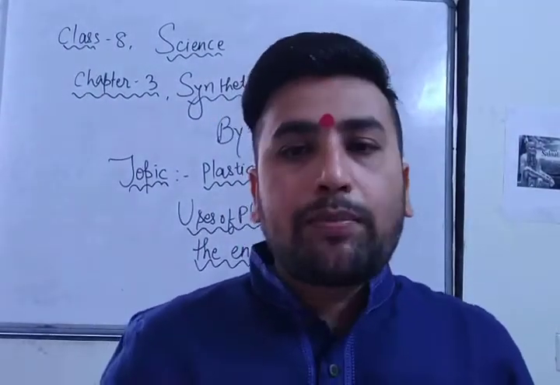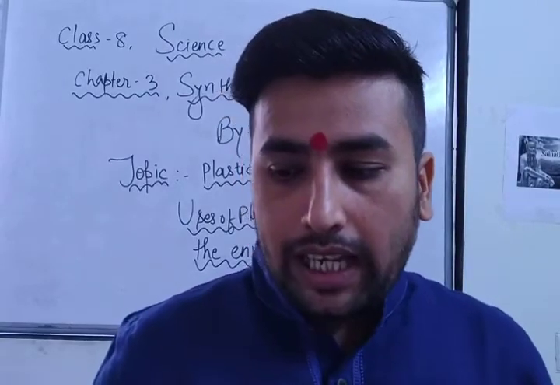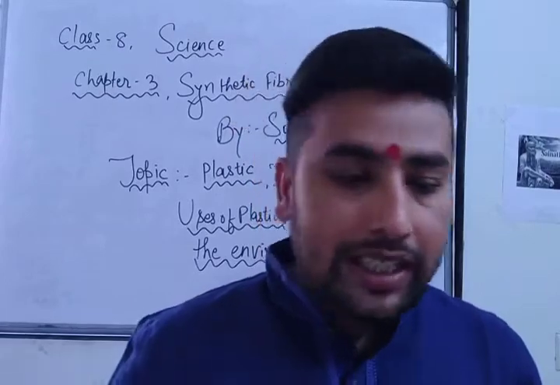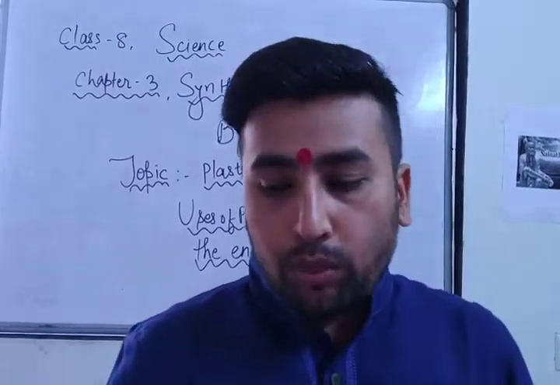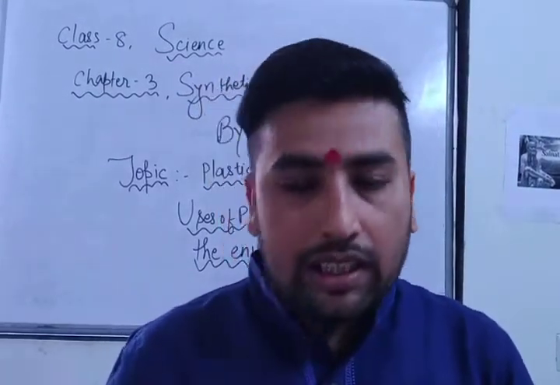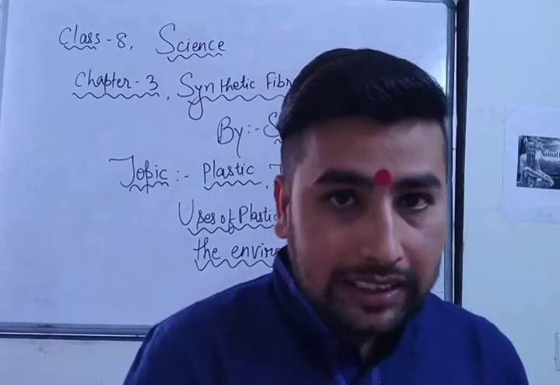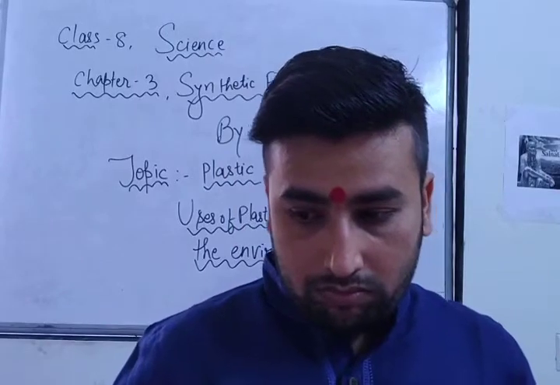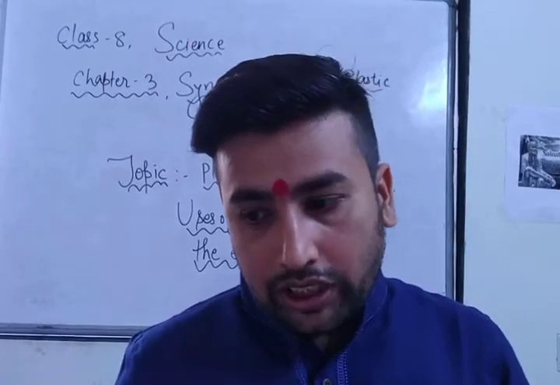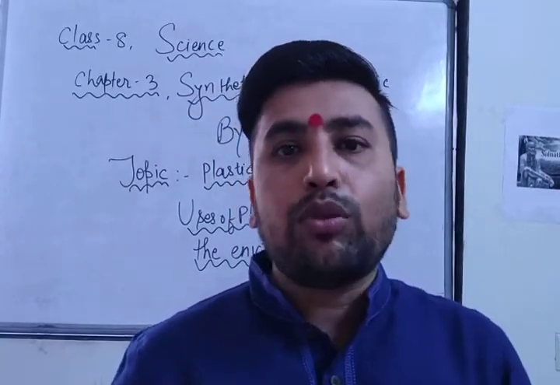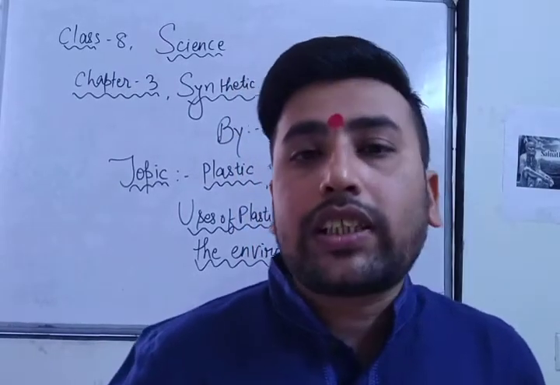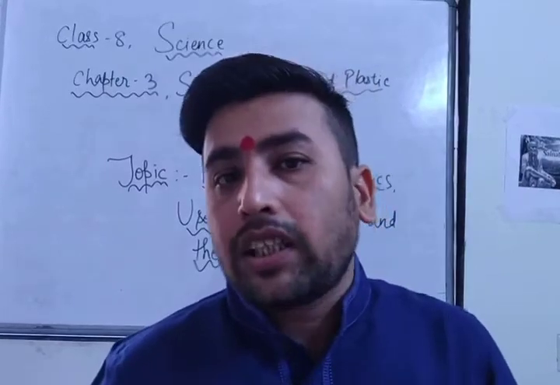So plasticity is the property by which an object can be molded and retains its shape after molding also. Plastic has a property called plasticity, and plasticity is a property that after molding they retain the shape and they can be molded again. That is the property of plastic. So there are two types of plastic. First is thermoplastic and second is thermosetting plastic.